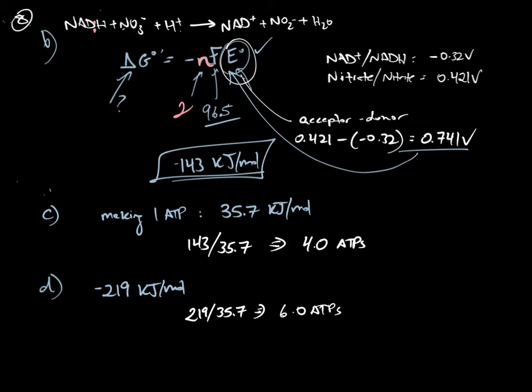Now E says that the true number of ATP molecules for each NADH oxidized is actually around 2.7. So it's not this number actually. It's actually 2.7 in real life.